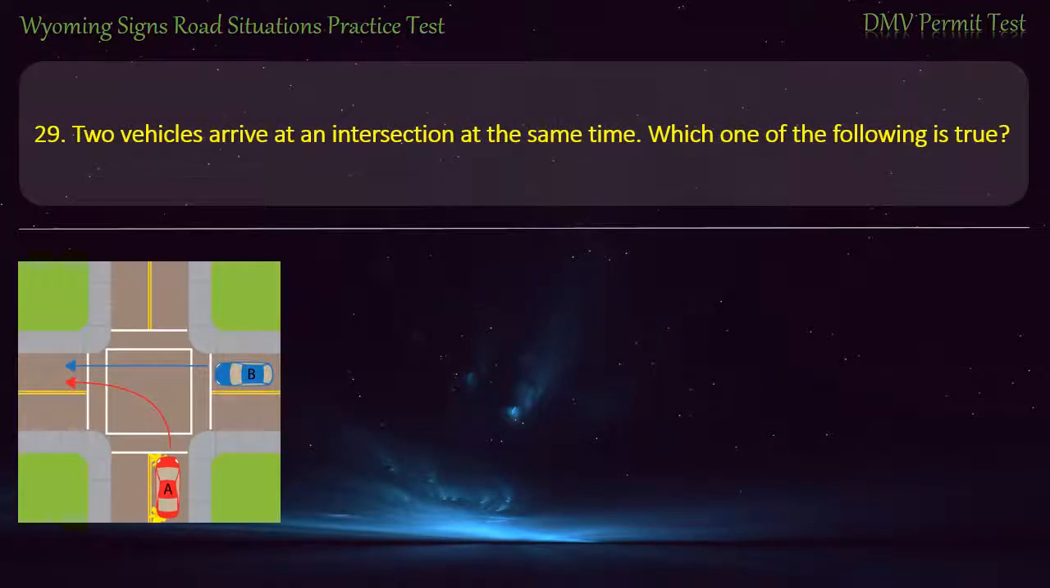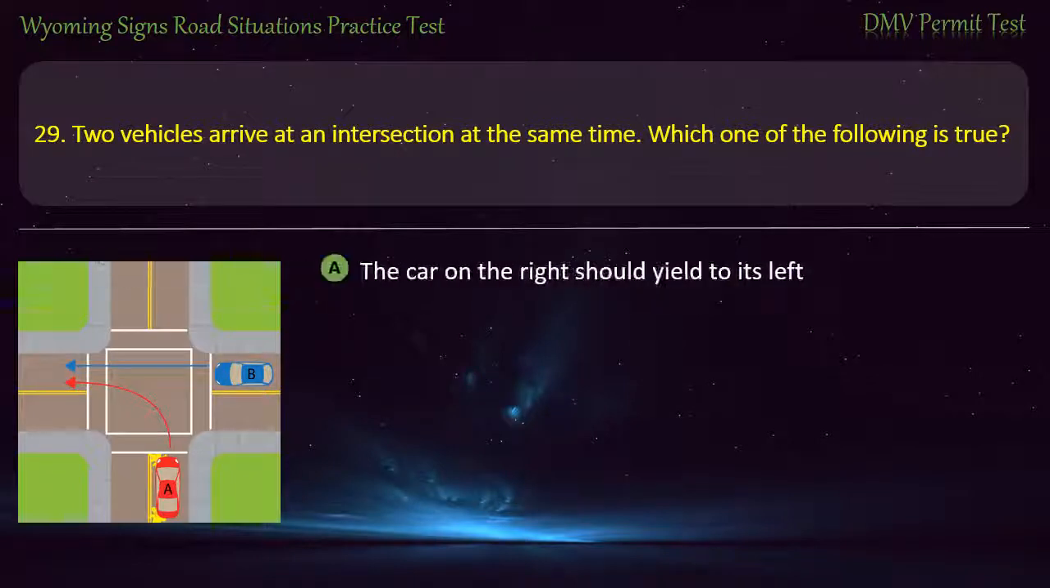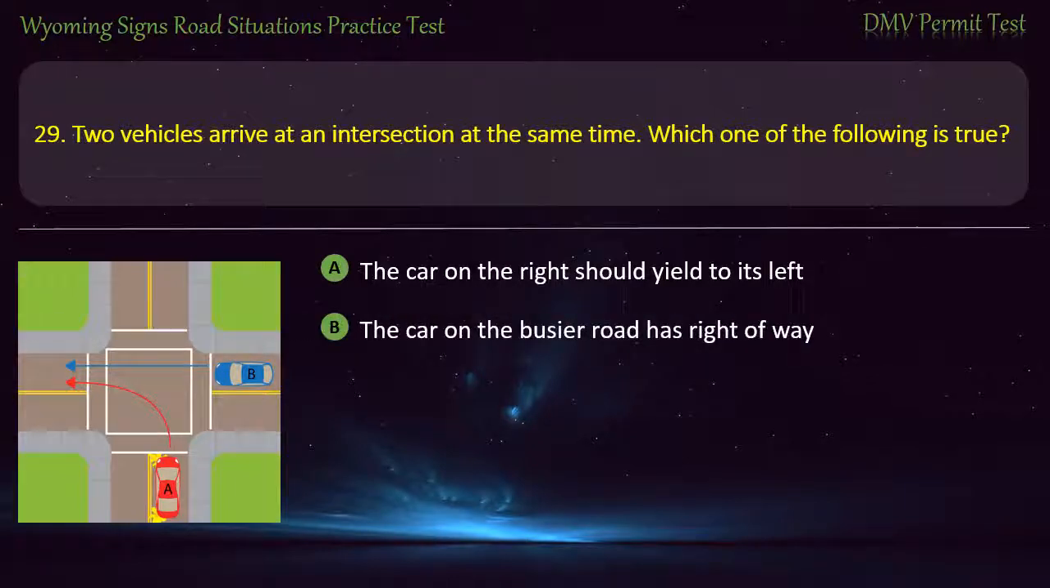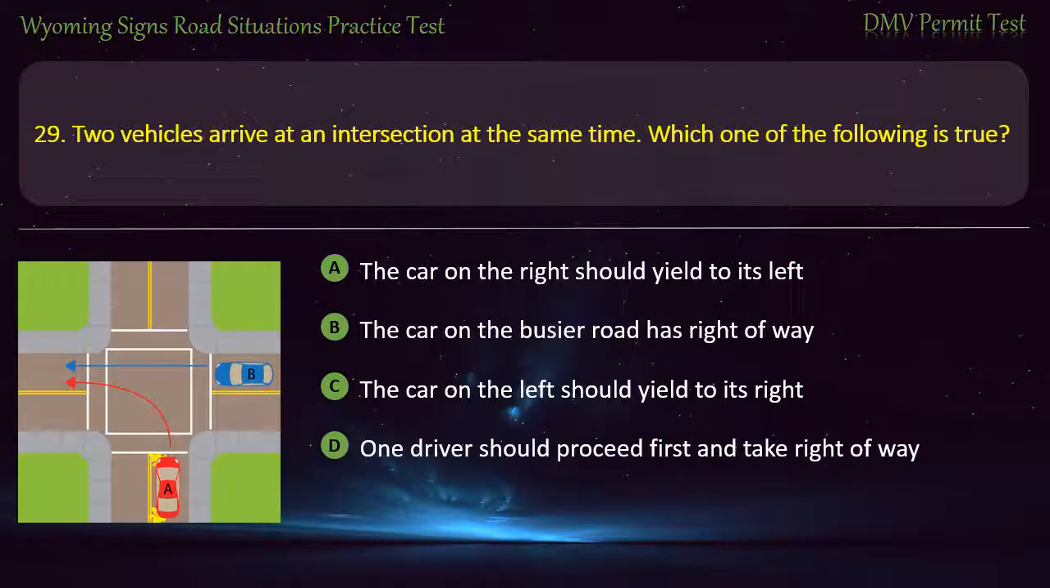Question 29. Two vehicles arrive at an intersection at the same time. Which one of the following is true? The car on the right should yield to its left. The car on the busier road has right-of-way. The car on the left should yield to its right. One driver should proceed first and take right-of-way. Answer. The car on the left should yield to its right.